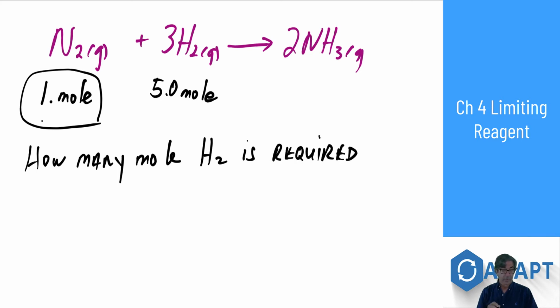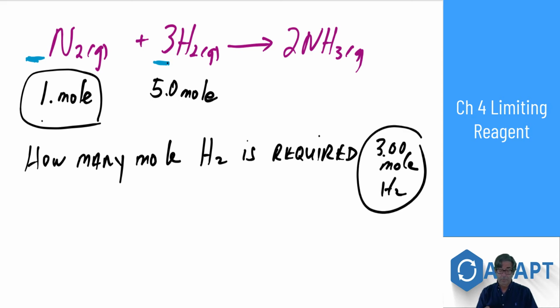To identify that, we look at the balanced stoichiometric chemical equation, and we have a 1:3 ratio. So how many moles of hydrogen is required to react with 1 mole of nitrogen? We would agree that we would need 3 moles of hydrogen based on the 1:3 ratio. How many moles of hydrogen do we have in this particular problem? We have 5 moles of hydrogen. So we have more hydrogen than we need.